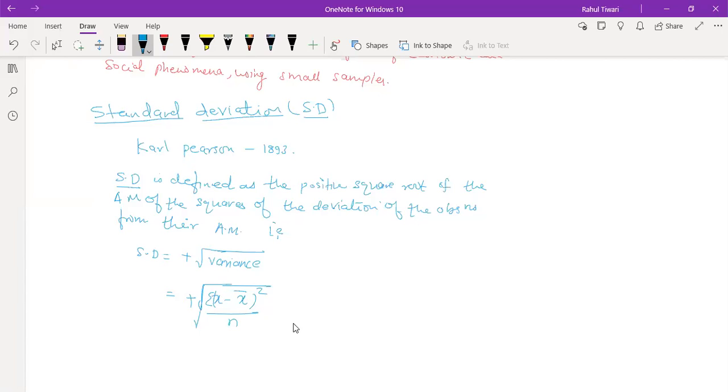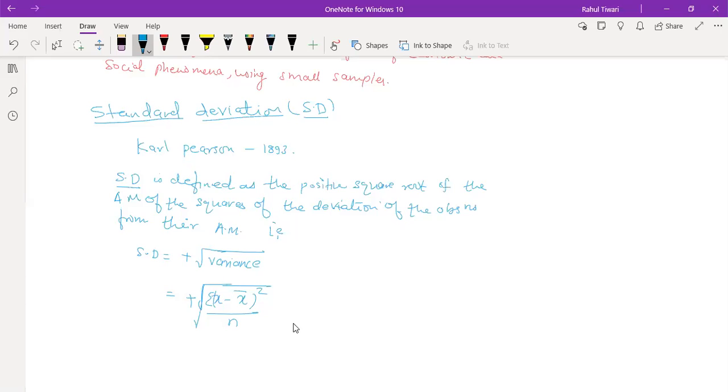If I remove the positive square root, then this part, the arithmetic mean of the square of the deviation of the observations from their mean, will be my variance. Are you getting what the definition of variance is? What is the formula of standard deviation? The definition is that it's the positive square root of variance. But what is the formula for variance? What is the definition of variance? Variance is the arithmetic mean of the squares of the deviations of the observations from their mean.